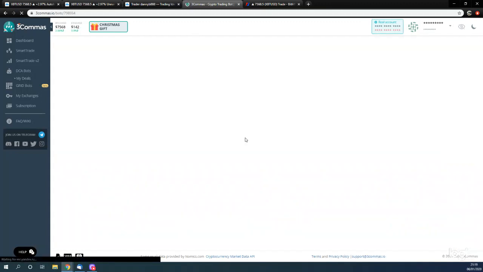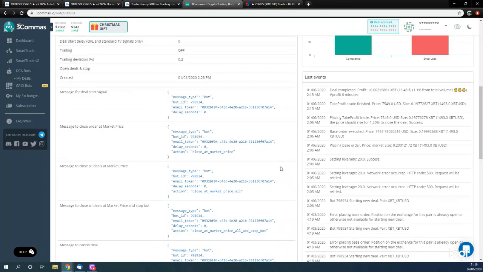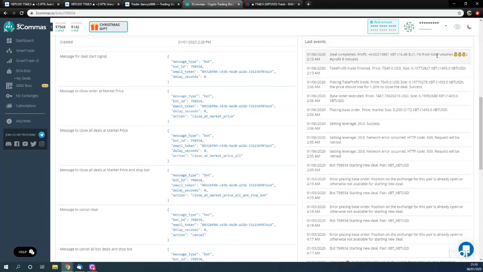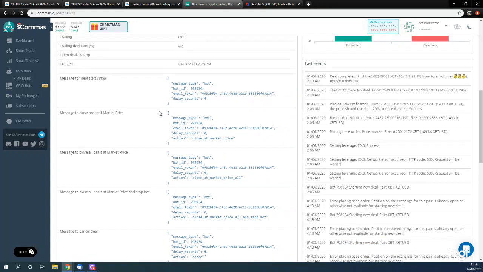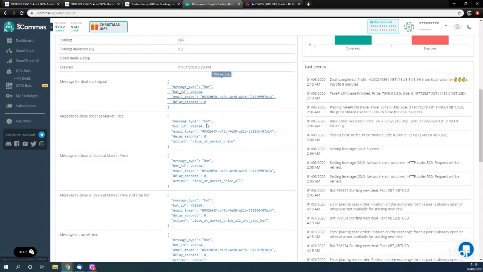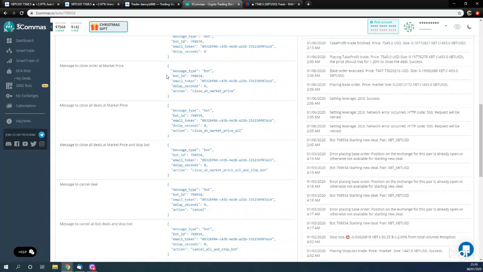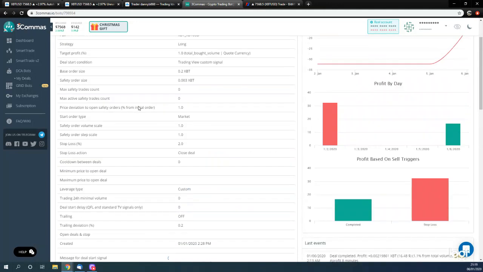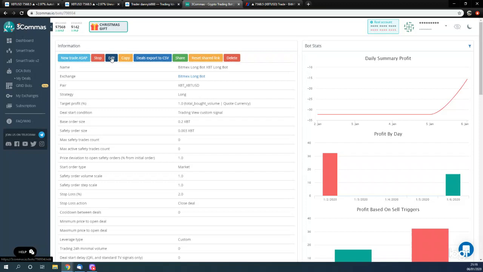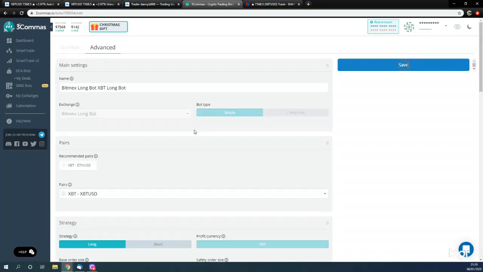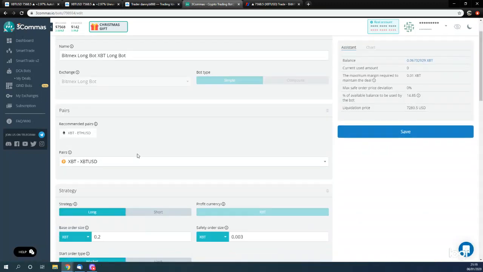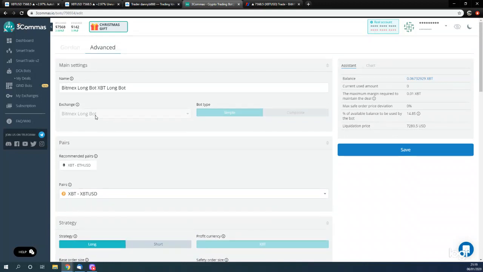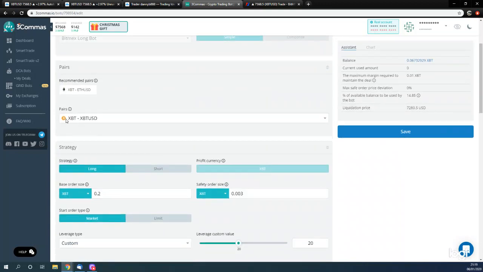So yes, if you go onto the bot, you can see the bot. This was the deal that came in today. These are the messages: the message to start the deal, and the message to close at market price, which is your stop, but you don't actually need that to do your stop, because you can do that on the bot. So if we go onto the bot, this is how the bot is programmed. It's a Bitmex long bot, trading on my Bitmex long exchange. It is trading this Bitmex pair, because obviously there are different pairs. It is a long bot.